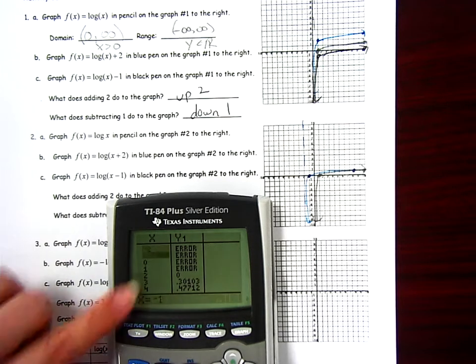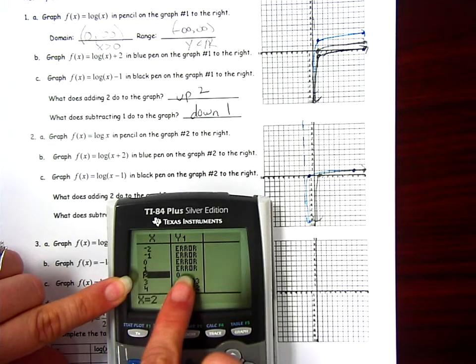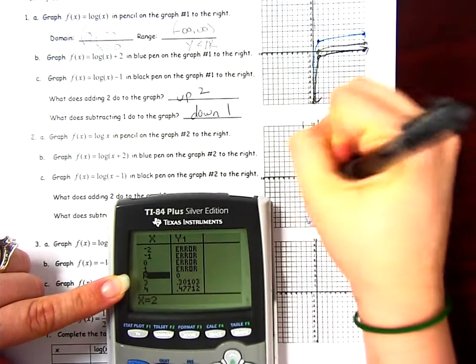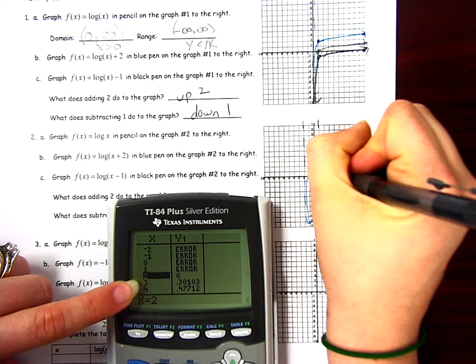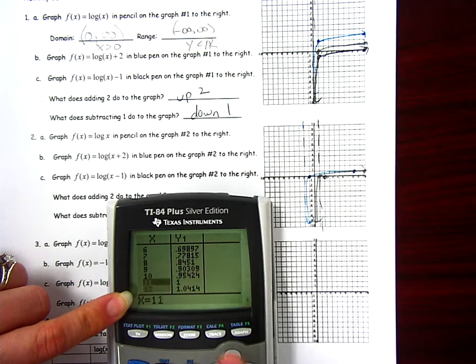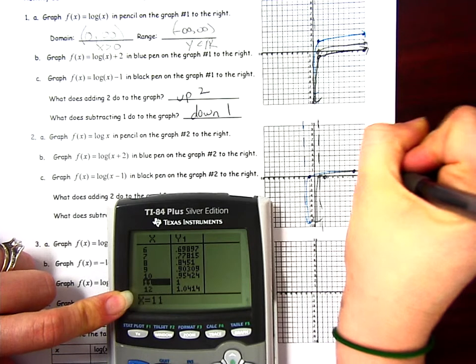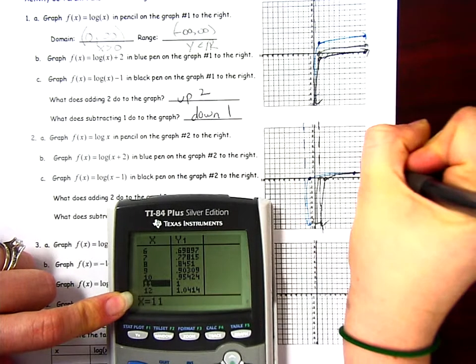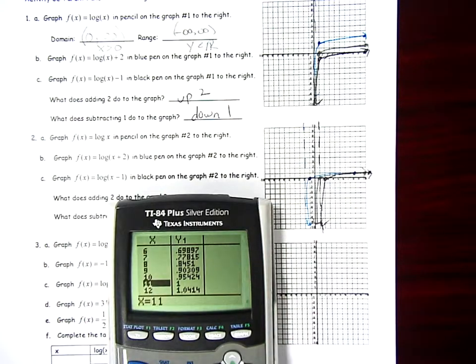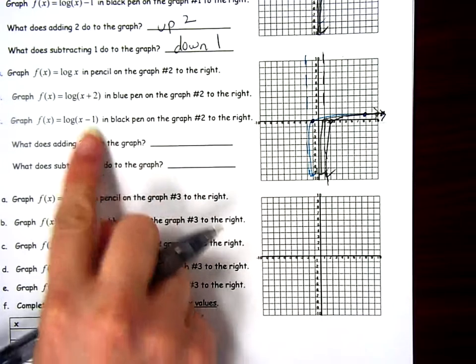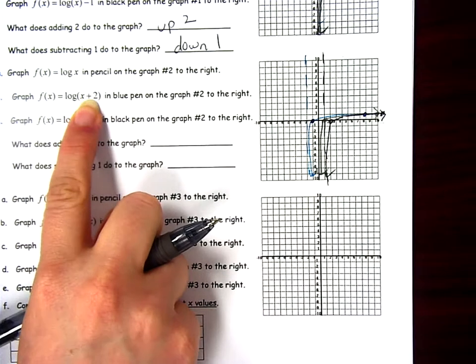Okay, C wants me to graph the log of x minus 1. So we're going to come in and make this minus 1. Okay, now you see we have our asymptote starts at 1, because that's where we go to an error. So we have a vertical asymptote at positive 1. We have the point 2, 0. And we also have the point 11, 1. Already see it there.